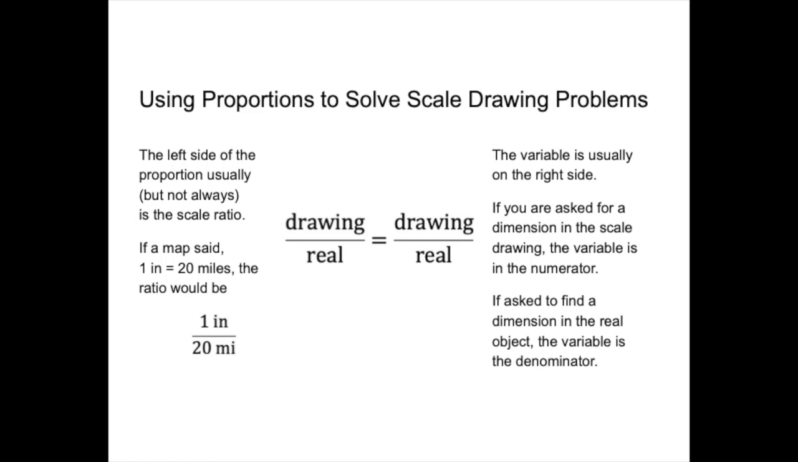The left side of the proportion is usually the scale ratio. On a map, if it said that 1 inch is equal to 20 miles, the ratio on the left would read 1 inch over 20 miles. The variable is usually on the right side of the proportion. So if you're asked to find the dimension in the scale drawing, the variable would be in the numerator where it says drawing. If you were asked to find the dimension in the real object, the variable would be in the denominator.